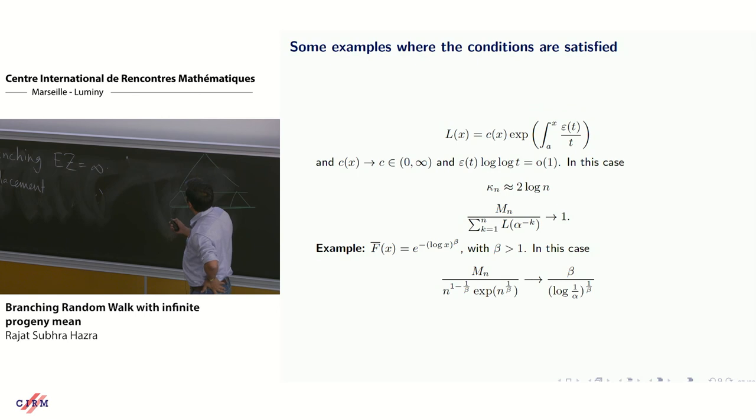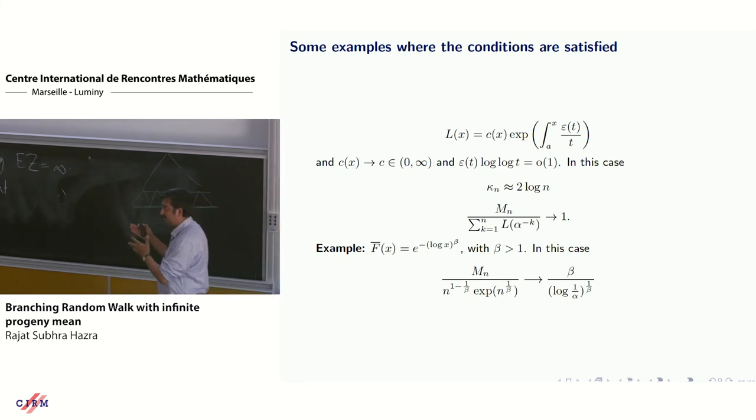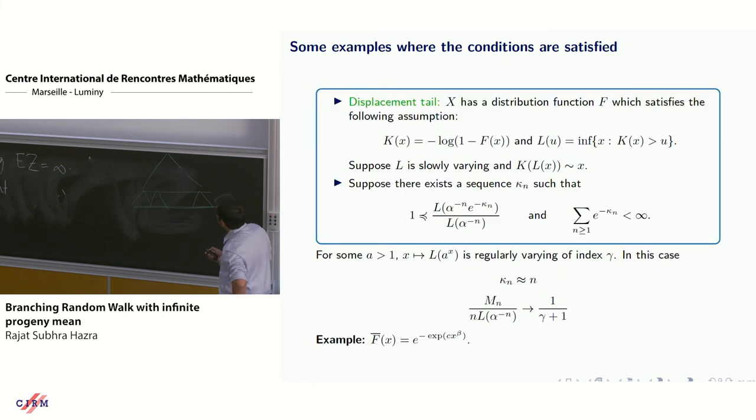And just to give you some examples where one can construct a sequence like this: you take a slowly varying function, for example with Karamata's representation, which is the standard representation like this, and you put a condition on the function epsilon t to be growing less than log log t. Then you can construct a kappa n which is like 2 log n, and you can show the maximum converges to 1. An example of this situation is when the tail function of the distribution is like log x to the power beta with beta greater than 1, and using this result you can actually find the exact scaling. So all this abstract scaling gives you quite an exact thing. Whenever you take a specific example, you can compute this. And I had another one, that's what I missed.